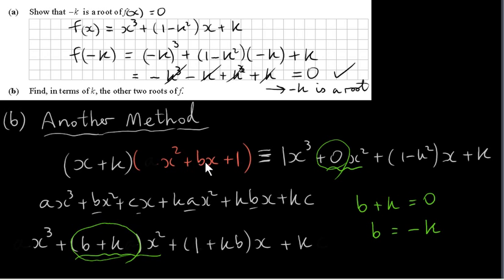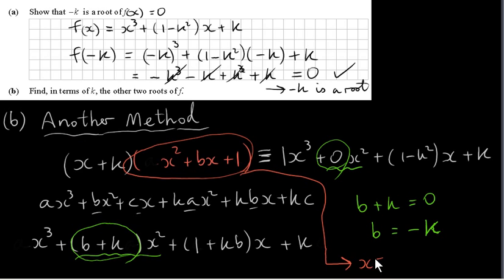So b is the value that we just made up, or the k is a given. k is part of the function. So b equals minus k tells us what our quadratic factor must be. So this quadratic factor has to be x squared plus b, which we now know is minus kx plus 1. So there's a quadratic factor.